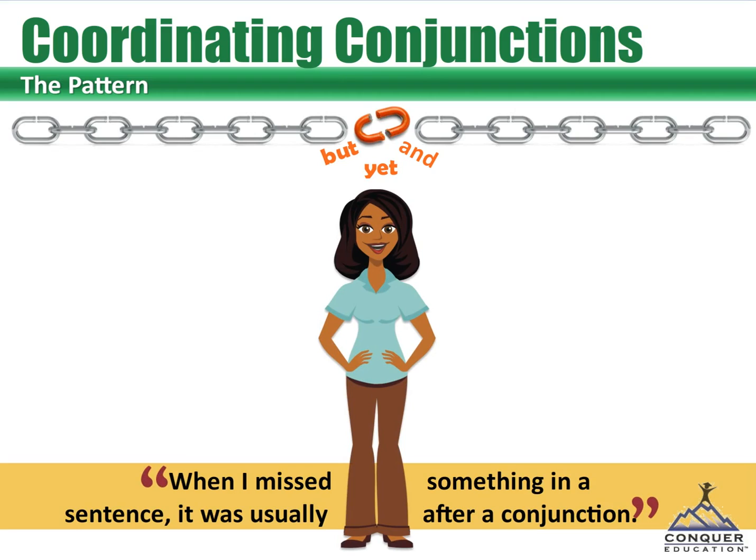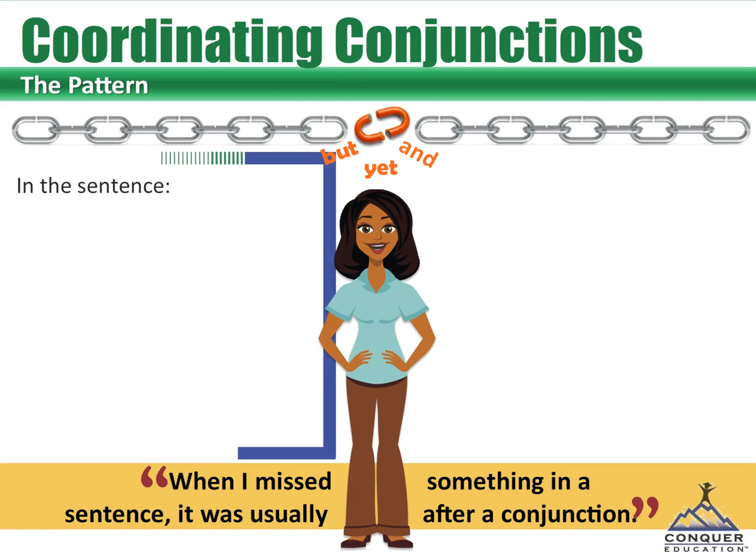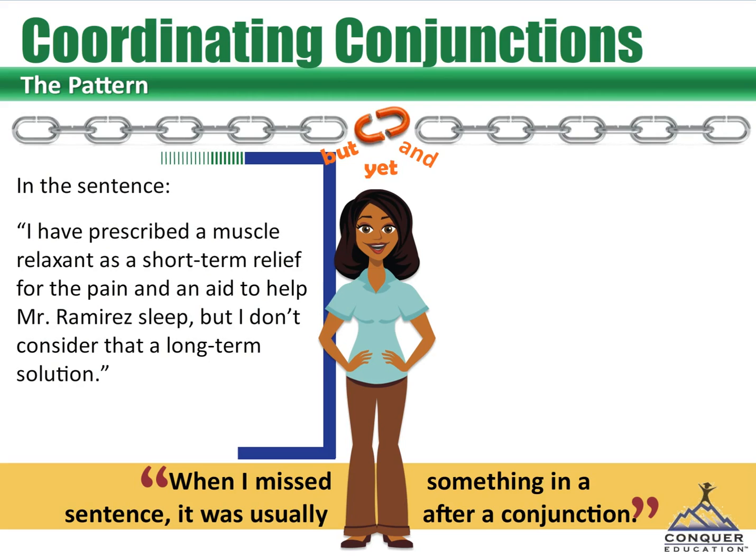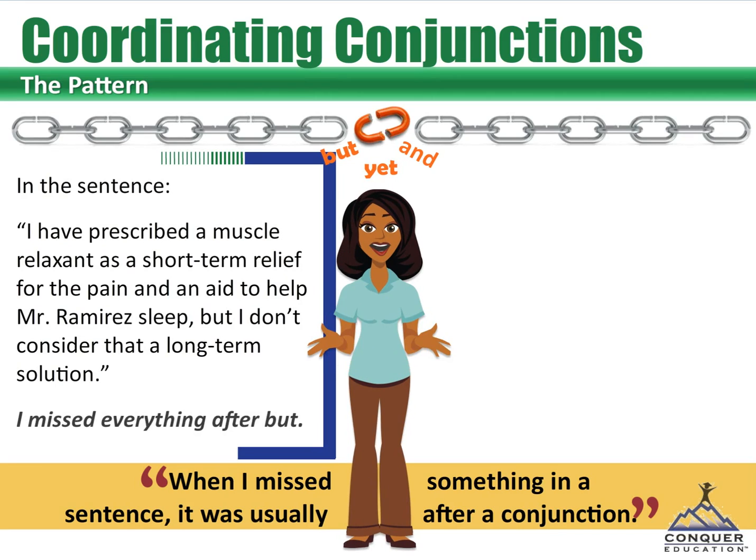Dr. Myers pointed out that when I missed something in a sentence, it was usually after a conjunction like but, and, or yet. In the sentence, "I have prescribed a muscle relaxant as a short-term relief for the pain and an aid to help Mr. Ramirez sleep, but I don't consider that a long-term solution," I missed everything after but.